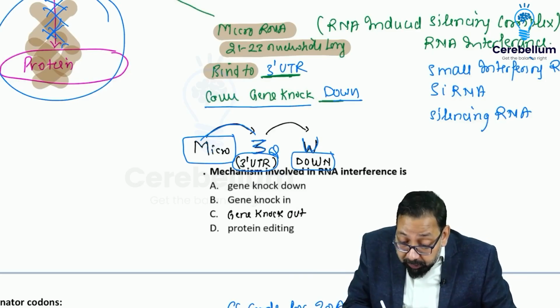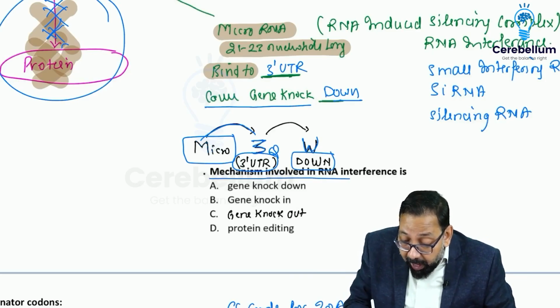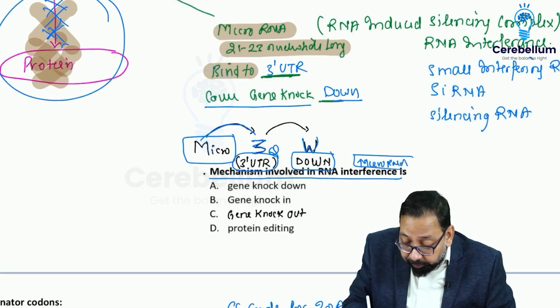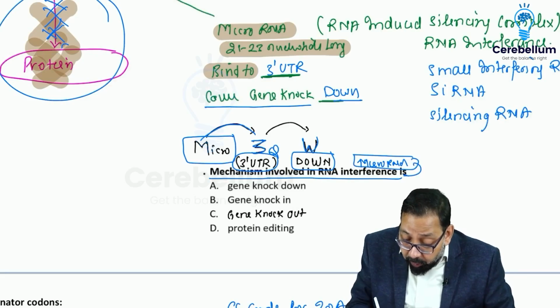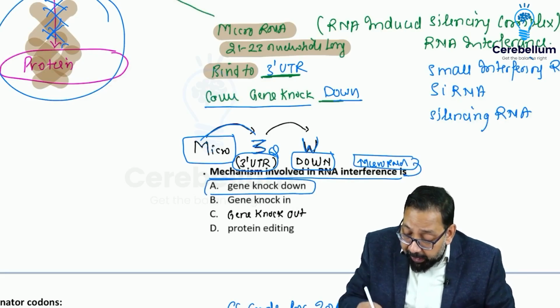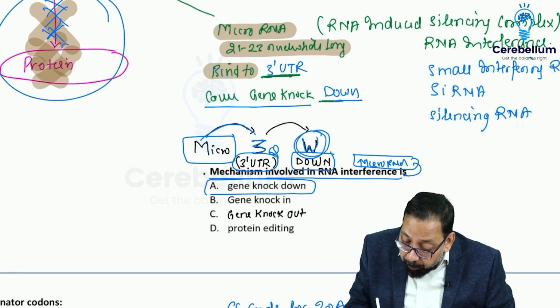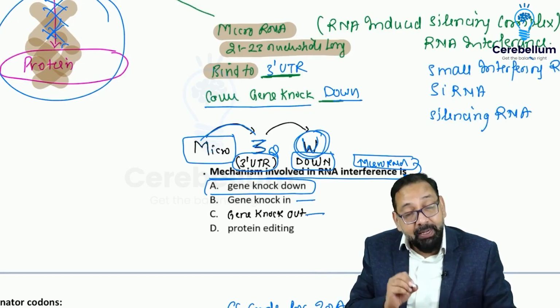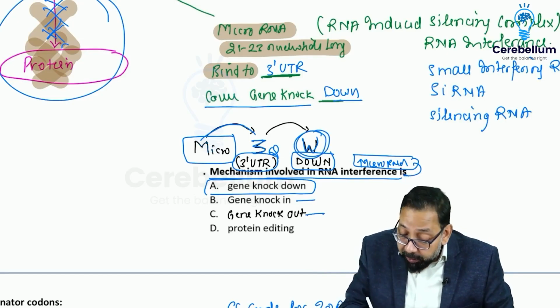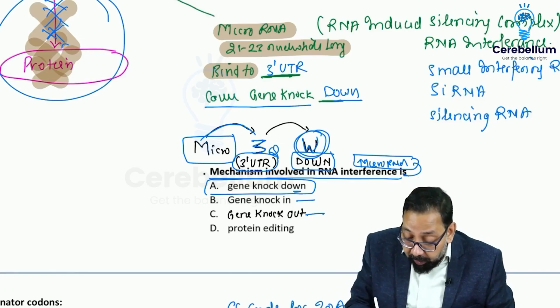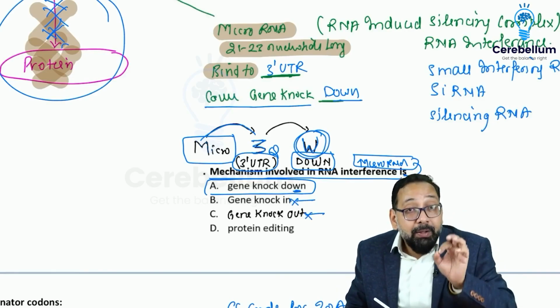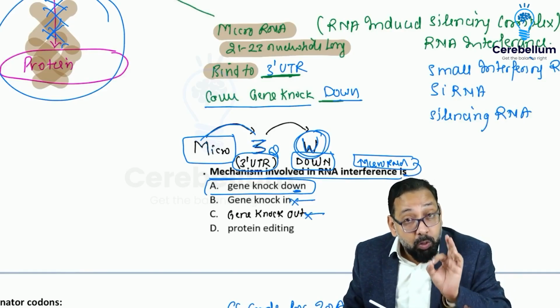So if the question is asked, the mechanism involved in RNA interference or microRNA is gene knockdown. Why have I told you this W? Because you will find the options knock in and knock out, and at that time you will get confused. So remember, W is present only in down. It is not present in in and out. So microRNA causes gene knockdown.